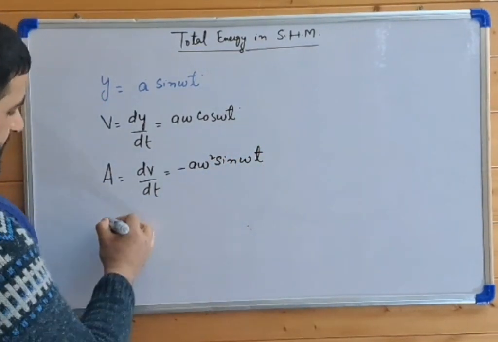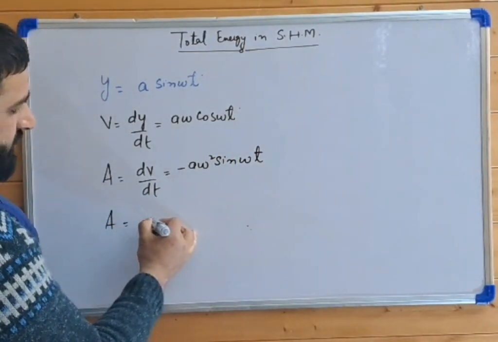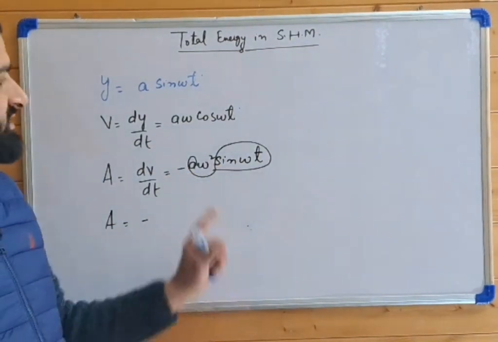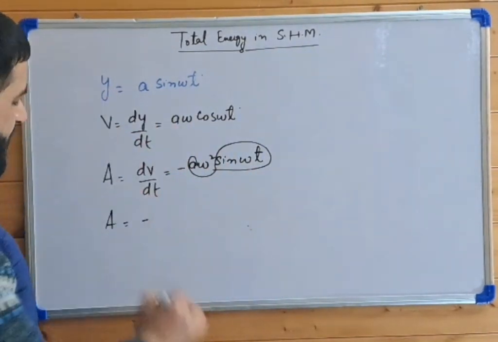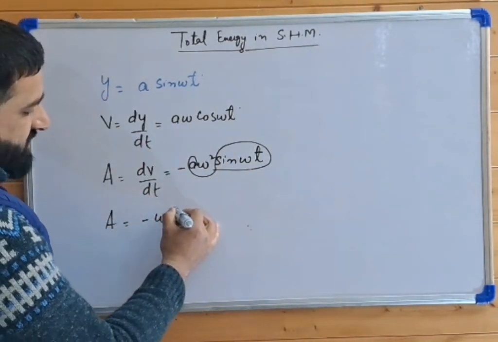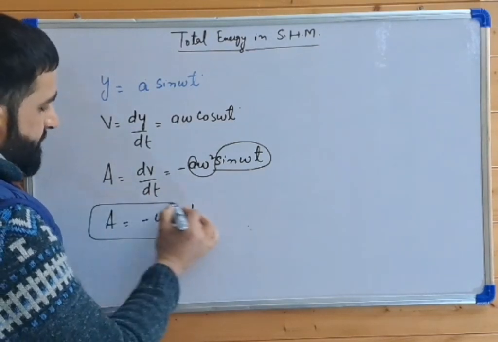Now we can also see that a sine omega t is equal to y, so acceleration is equal to minus omega square y.